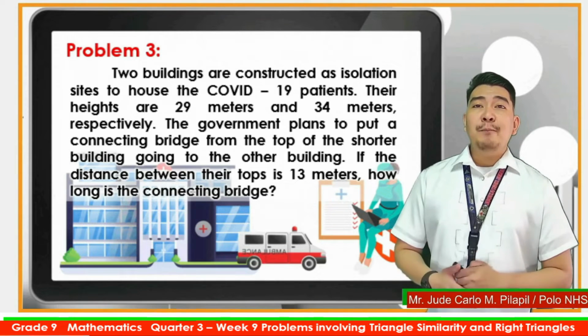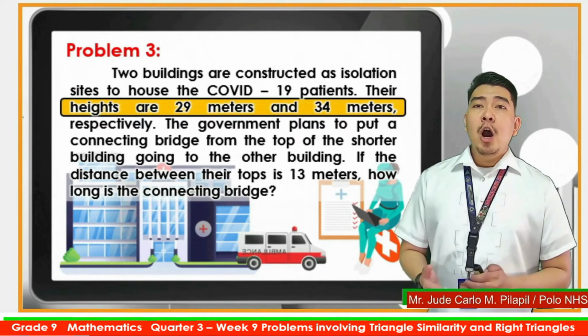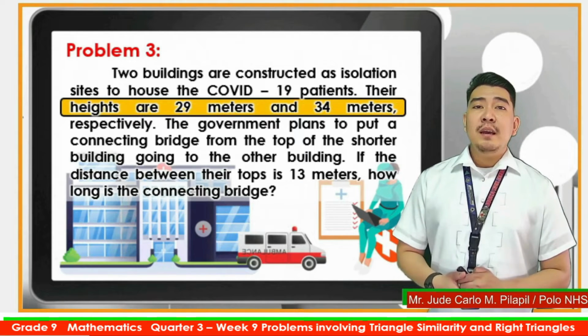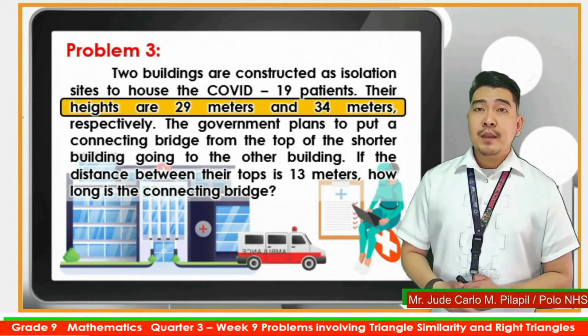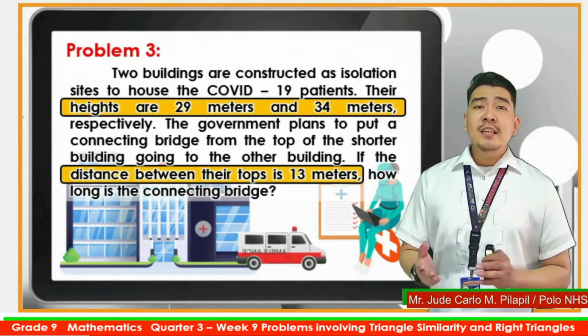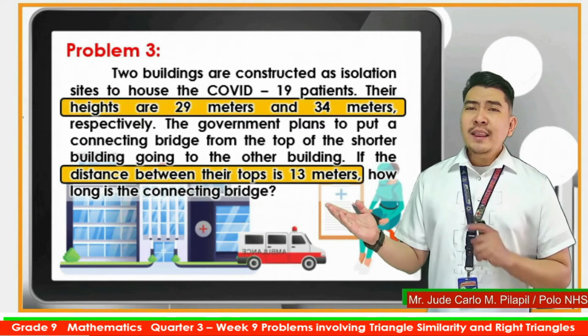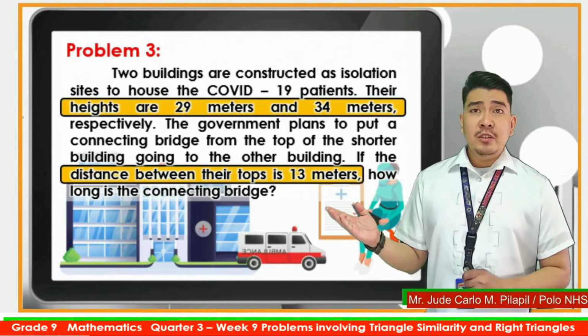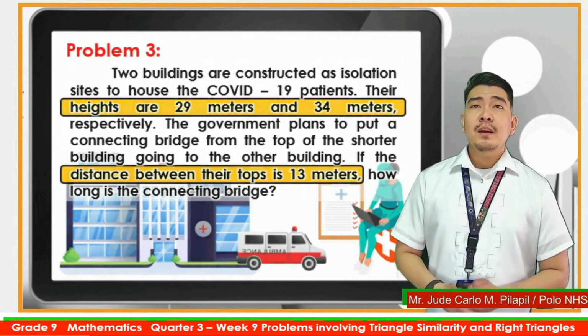As part of step 1, the given information that we can use to solve the problem are the heights of the buildings, which are 34 meters and 29 meters respectively. In addition, the distance between their tops is 13 meters. What is the length of the connecting bridge? Let us continue and have its illustration.